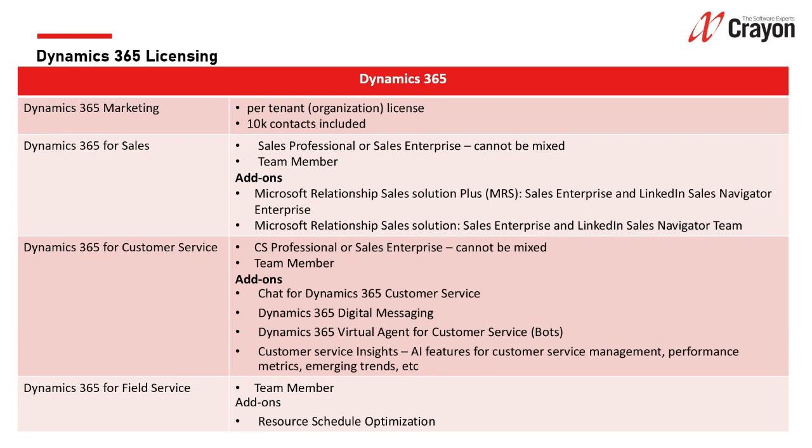Dynamics 365 for Sales has three main plans: Sales Professional or Sales Enterprise, which offers full and powerful functionalities, and you have Team Member. It's a light plan that offers just a view and very few possibilities to interact with the system. But you have also add-ons that you can see over there. So you can put on top of Sales Professional, Sales Enterprise, or Team Member these add-ons.